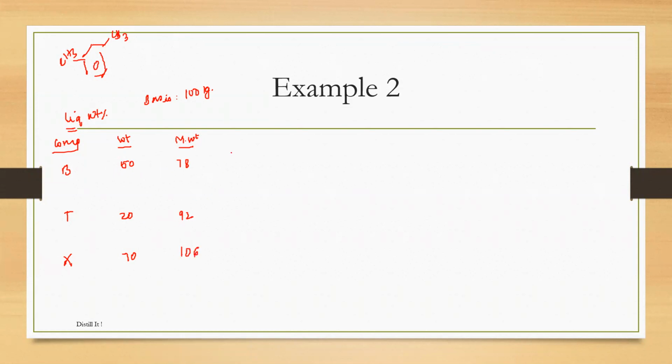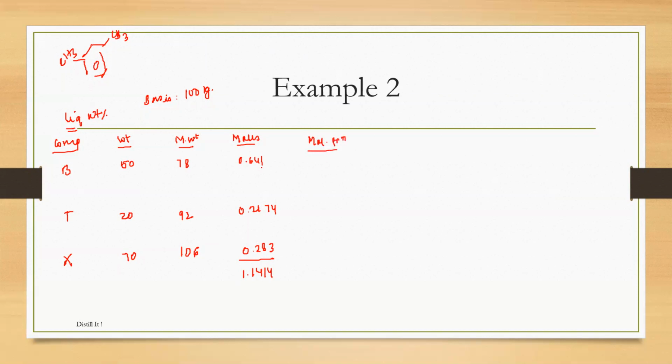All right. When we have got the molecular weights, then we are going to calculate moles. All right. So to calculate moles, weight upon molecular weight. So this is going to be 0.641. This is going to be 0.2174. And this is going to be 0.283. All right. Then the next step is to find the sum of all. That is 1.1414.